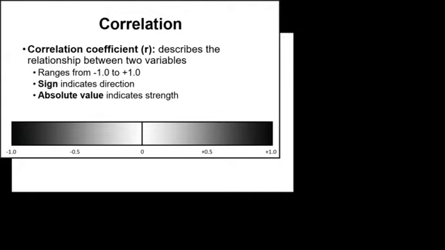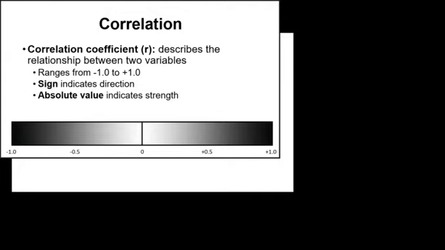All right, so the correlation coefficient is actually the number that we use to talk about those correlations. It is sometimes also noted as R, and this describes the relationship between the two variables that we're interested in. So R is going to range between -1 and +1, so that's the scale at the bottom.